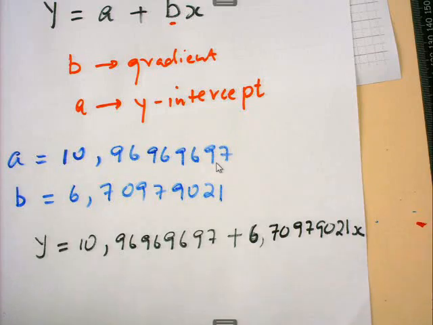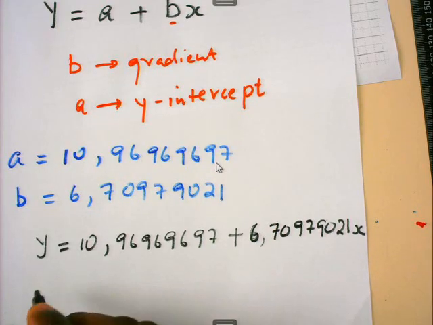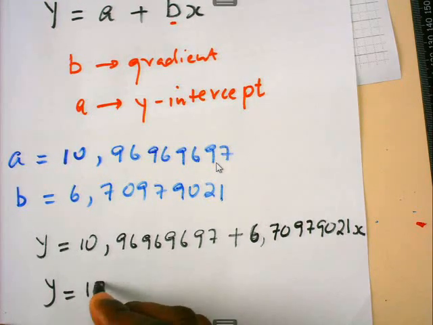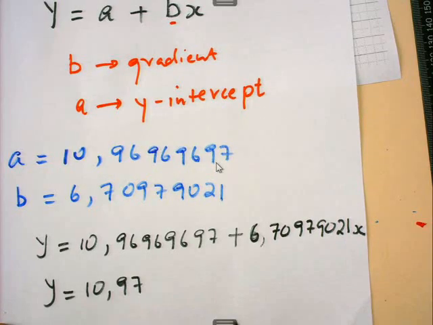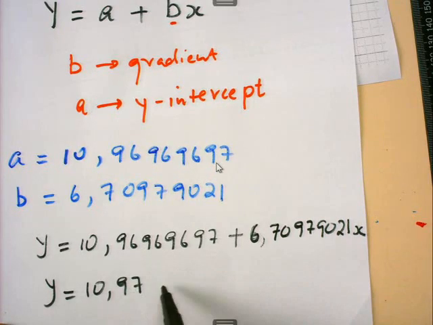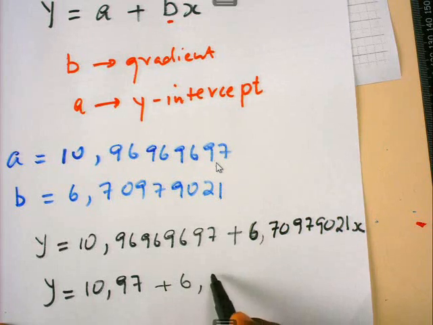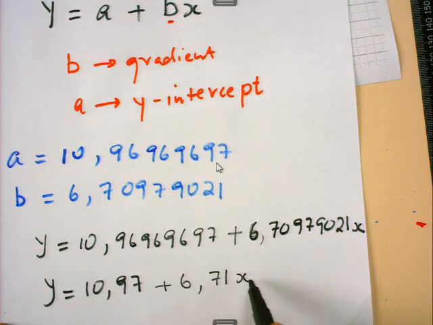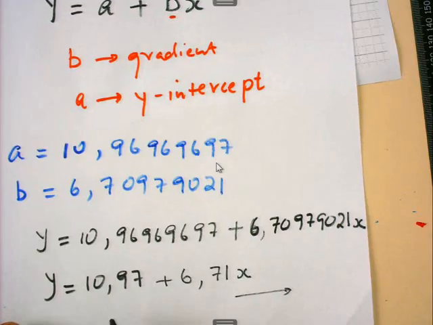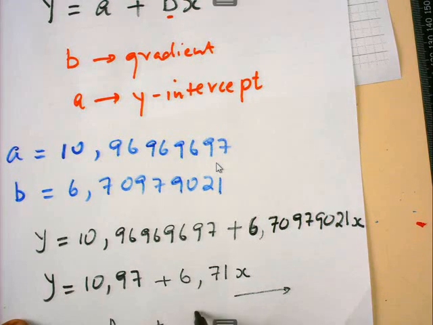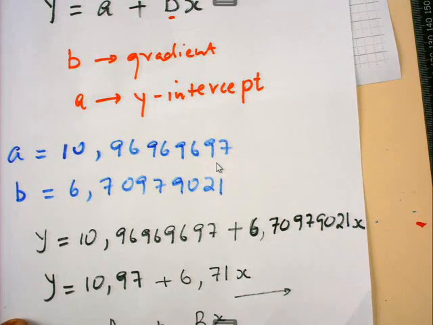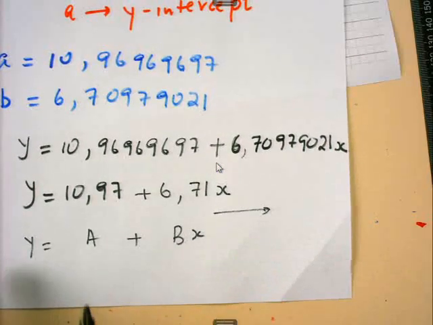Now normally our question papers will say correct your values to 2 decimal places. Do you understand that? Correct values to 2 decimal places. Already you are looking at this and saying, but this equation will be y equals 10.97 plus 6.71x. Are you happy? This is our equation. You can see it is A plus bx. Y equals A plus bx.